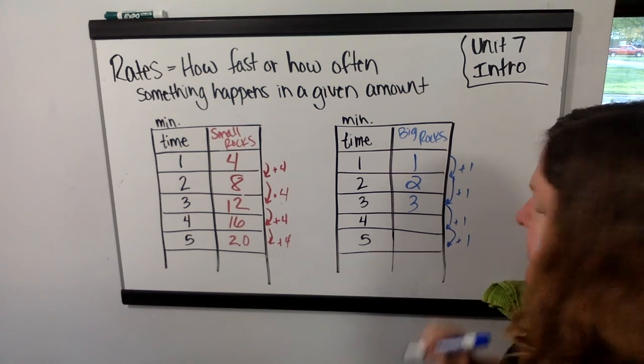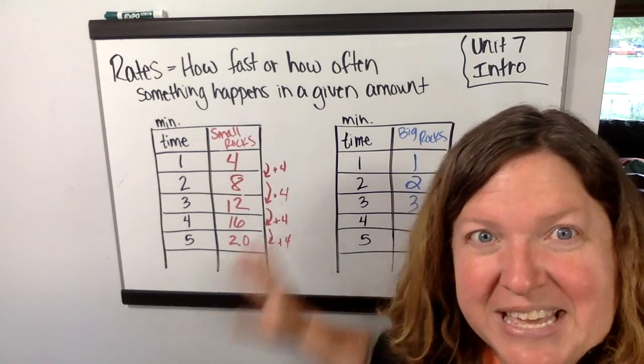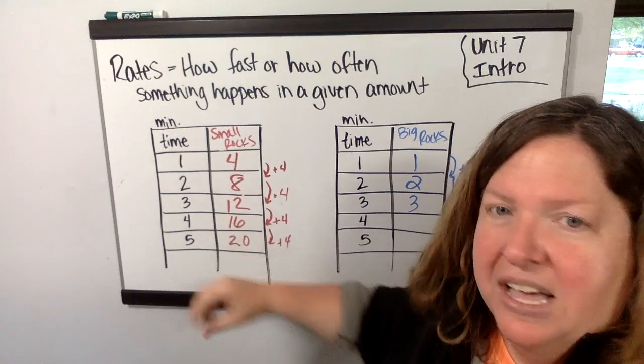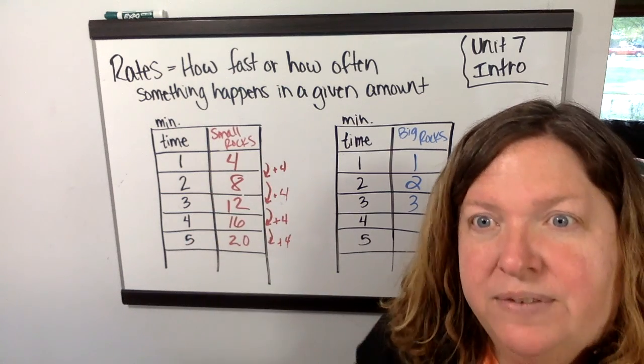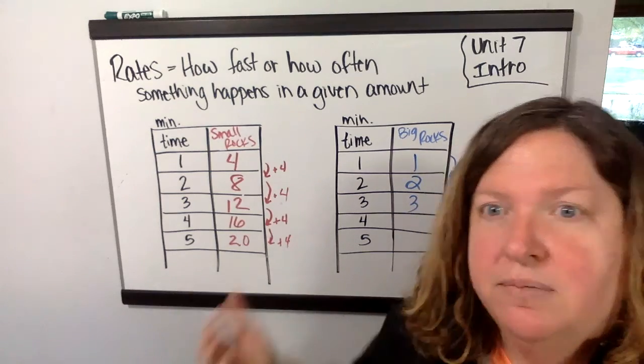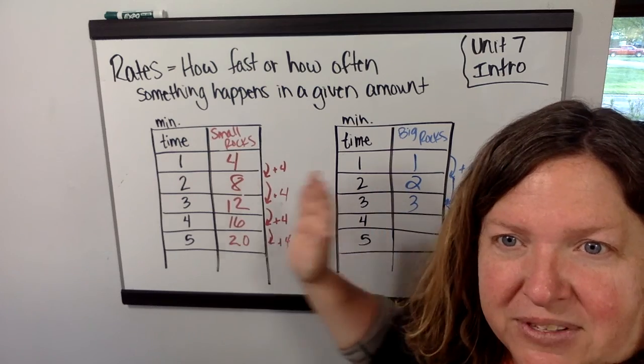Now, let's pause a second and take a look at what that looks like. This is a rate. Remember, it's against a constant thing counting up, like time. 1, 2, 3, 4. First time, second time, third time, fourth time. These are 2 rate tables.